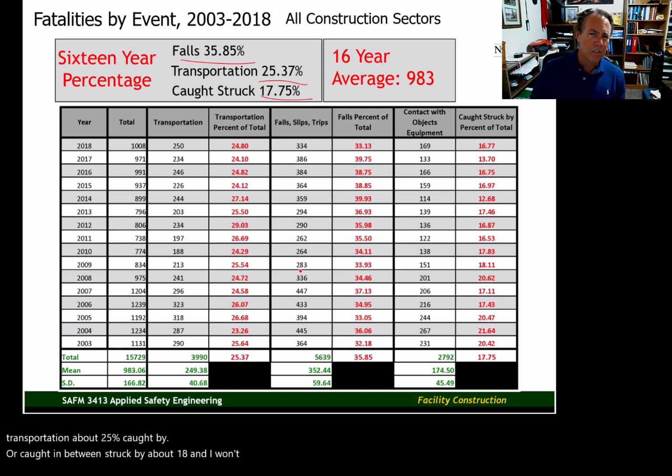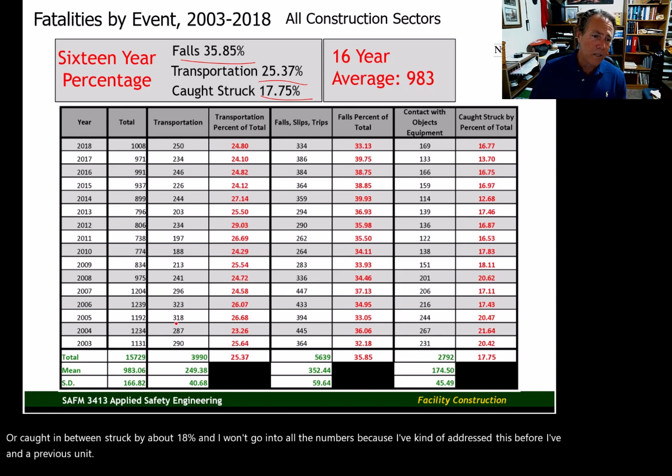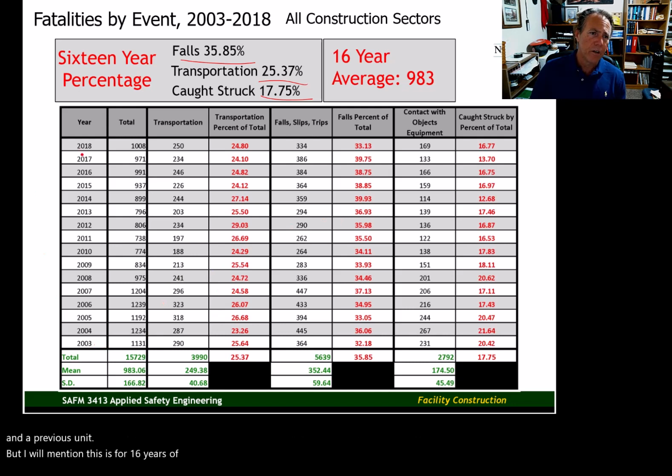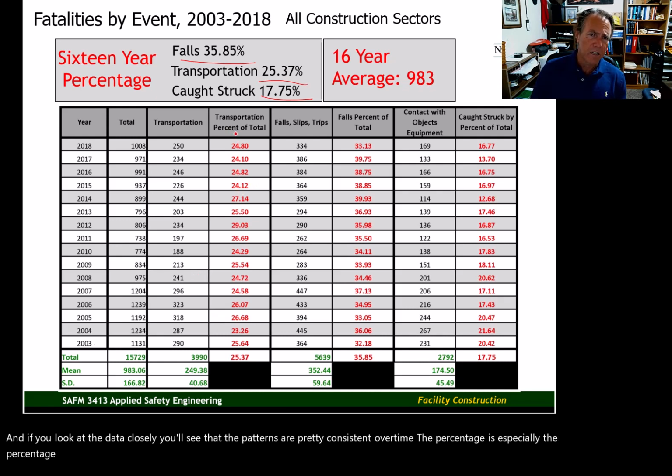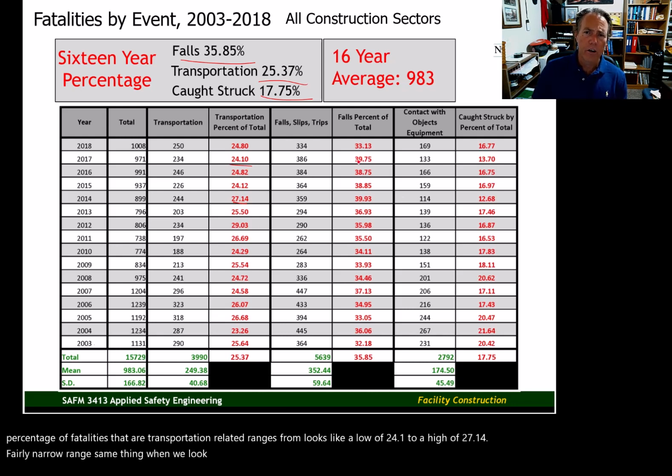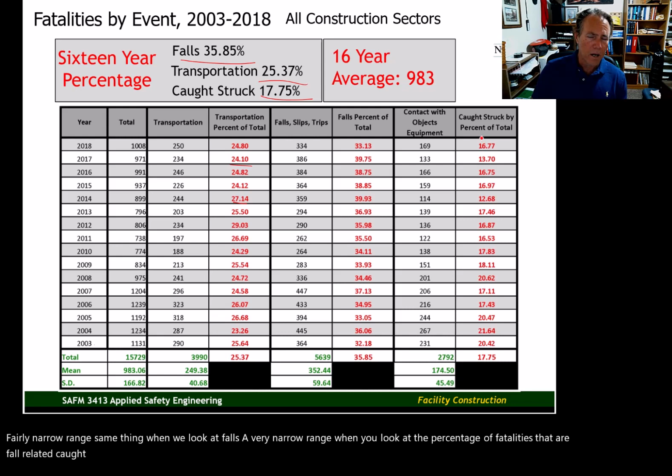And I won't go into all the numbers because I've addressed this before in a previous unit. But I will mention this is for 16 years of data, 2003 through 2018. And if you look at the data closely, you'll see that the patterns are pretty consistent over time. The percentage of fatalities that are transportation related ranges from a low of 24.1 to a high of 27.14. A fairly narrow range. Same thing when we look at falls, a very narrow range when you look at the percentage of fatalities that are fall related. Caught in between, struck by, same thing.